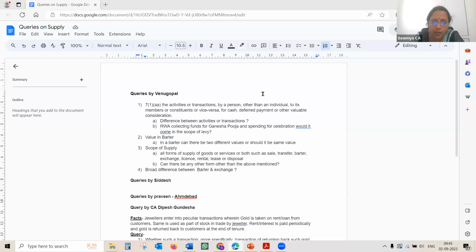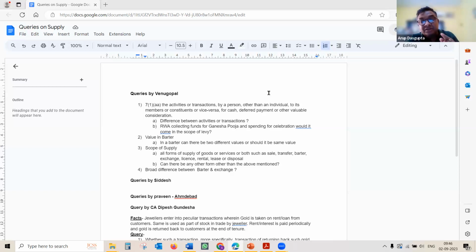And as I already clarified in my session, an RWA collecting funds for Ganesh Puja and spending on the celebration. If the collection is on a voluntary basis, there is no specific rule, then I don't think it can be taken as a supply, because for supply there should be a taxable event as per section 7. We have to satisfy all the conditions that are given in 71AA. Only then can we call it a supply. There must be a consideration. Only then it can be a supply.